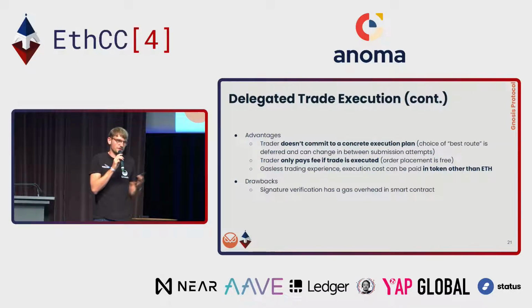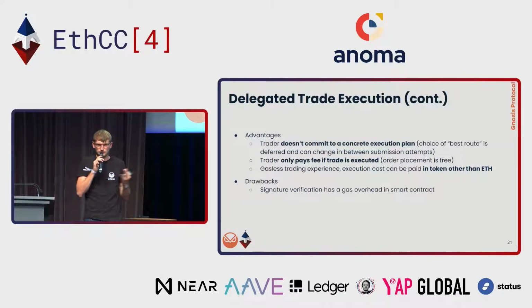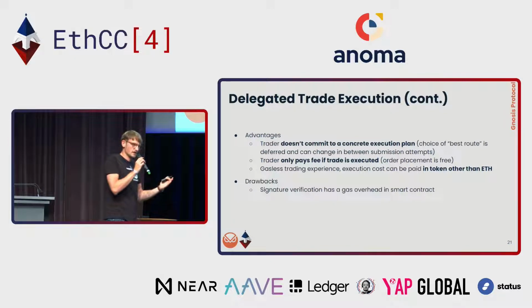And this is super valuable for multi-signature wallets, but even for regular users, because the solver can retry your trade again and again, even if the underlying route changes. The second advantage for traders is that you only pay if your trade gets executed. Sending this off-chain message, just the signature, is free because, well, signing something doesn't cost you any gas. And when a solver executes your trade, of course, the solver has to pay for gas.